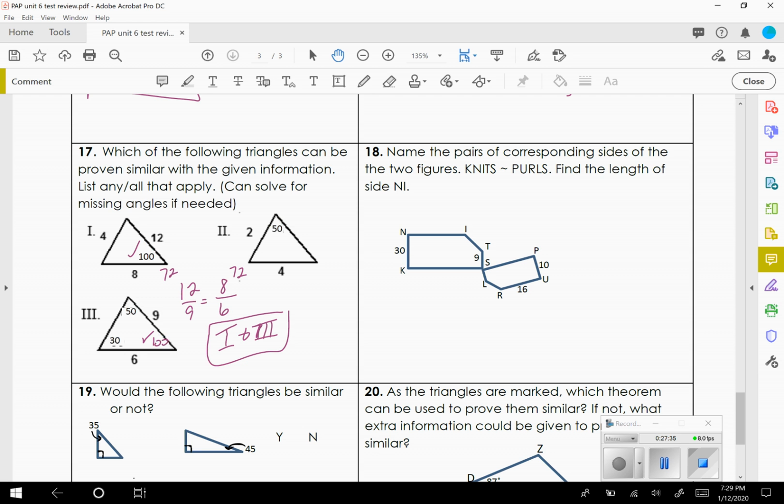18. Name the pairs of corresponding sides of the two figures. KNITS is similar to PURLS. Find the length of side NI. Okay, so when you do this, just match up the names. S is in between. So KN and PU, those match. So circle, circle. Okay.